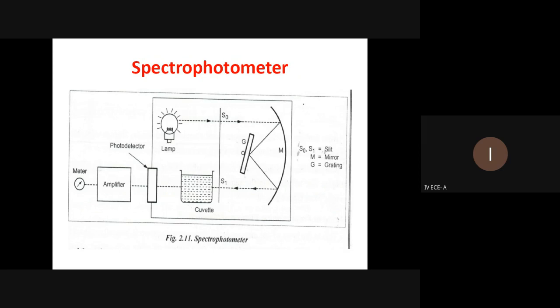Advantage of a single beam photometer is large dynamic range, optically simpler and more compact. Okay, spectrometers use a monochromator. So this is a monochromator containing a diffraction grating to produce the analytical spectrum. The grating can either be movable or fixed.